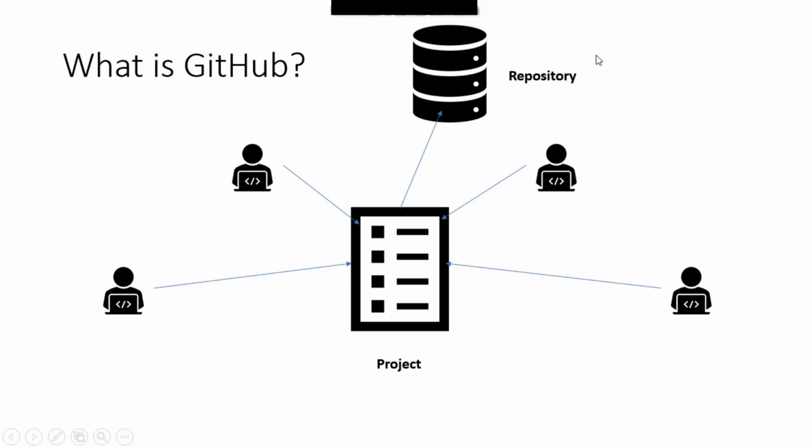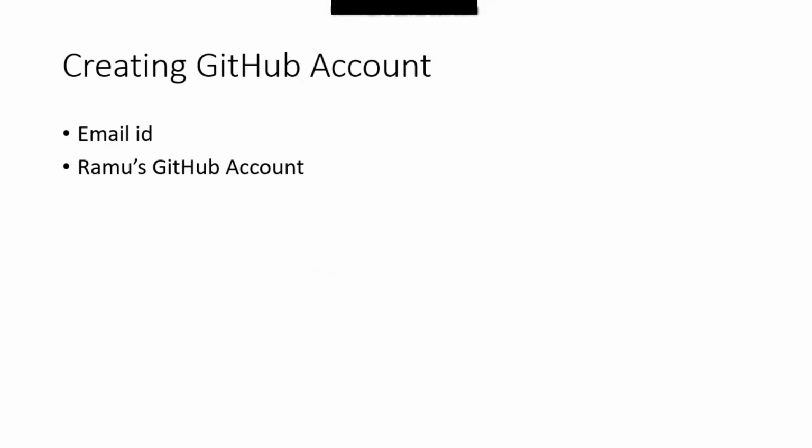That's what our slide says about. It's GitHub. So GitHub is one of the hosts for repositories. As I said, it's one of the hosts. There are a few more like GitLab, Bitbucket, etc. But GitHub is the largest host for Git repositories. Okay, let's not waste our time talking much about it, and let's jump into creating a GitHub account. To create a GitHub account, you should basically have an email ID.